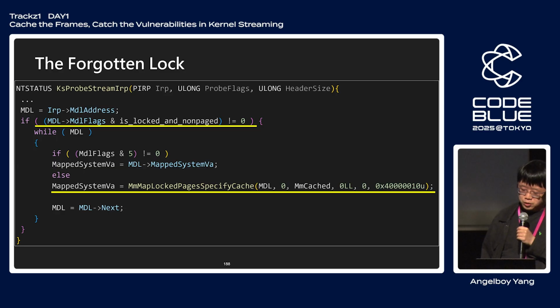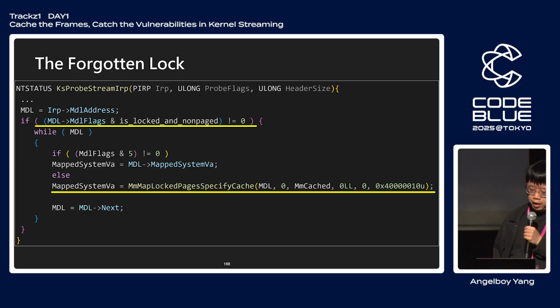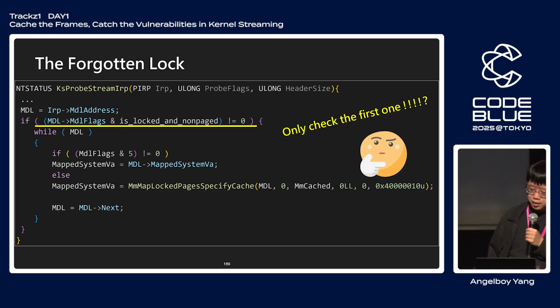Then the pop stream IRP function handles the mapping of the frame buffer. It will use MmMapLockedPagesSpecifyCache to do it. If the MDL is marked as locked, the function maps the memory directly, but there is a problem. It only checks the first MDL in the MDL chain and assumes that the entire chain has already been locked.